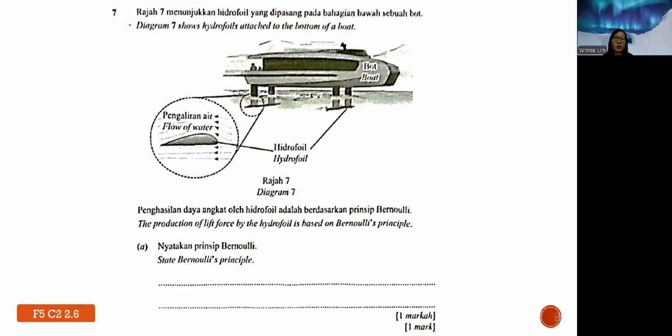Okay, so for question 7, diagram 7 shows a hydrofoil attached to the bottom of a boat, and the production of the lift force by the hydrofoil is based on the Bernoulli principle. So this is actually under Form 5, Chapter 2, pressure, on the Bernoulli principle. So what is the Bernoulli principle? It involves two important physical quantities, which are velocity and also pressure.